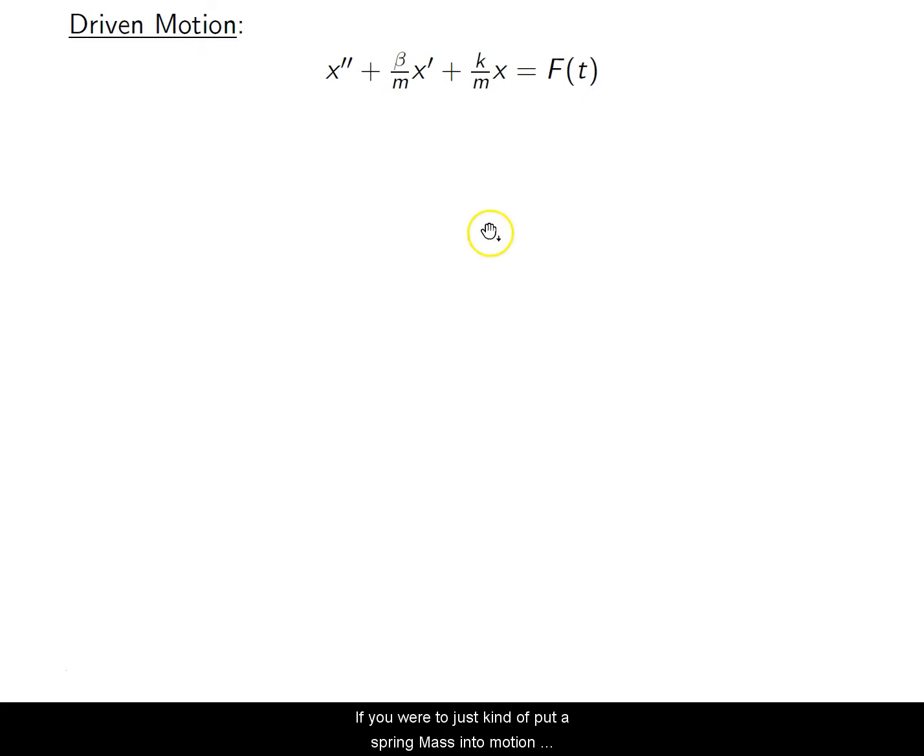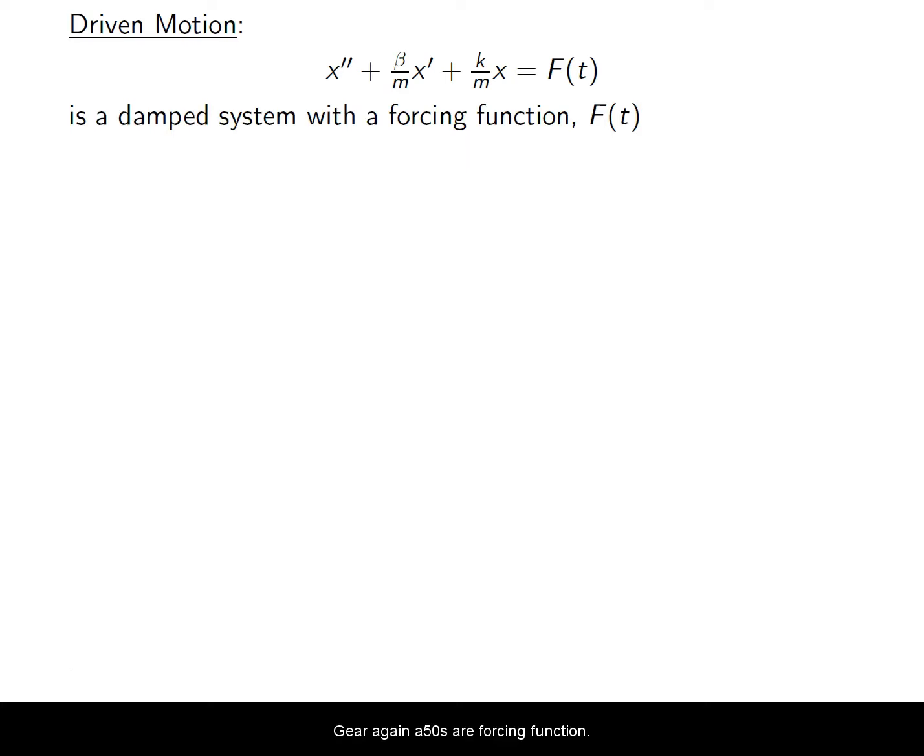If you were to just put a spring mass into motion, over time due to the damping of the regular physical world, it'll eventually go to 0. But this forcing function, this driving force, driven motion, will keep our system going as long as our machine is turned on, and as long as whatever we're working with needs to work. So here again, f of t is our forcing function.